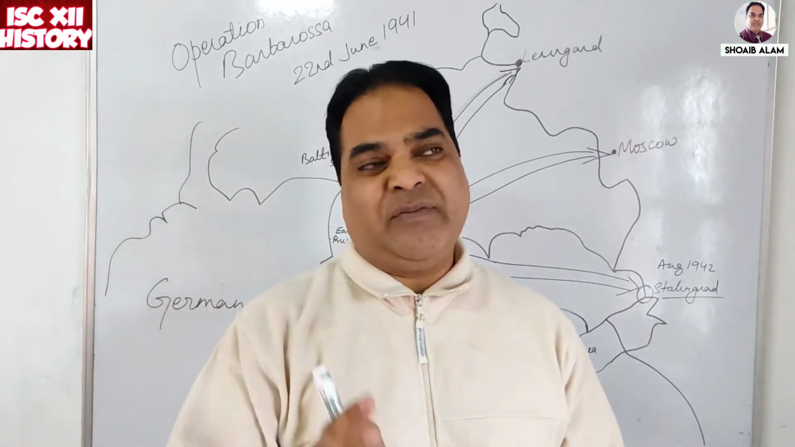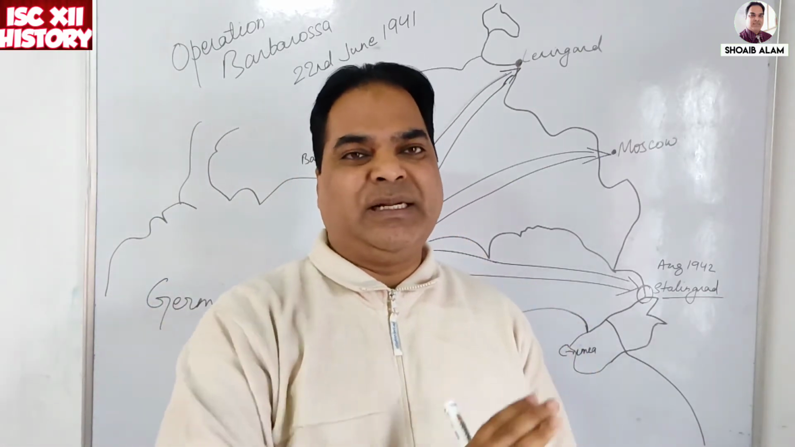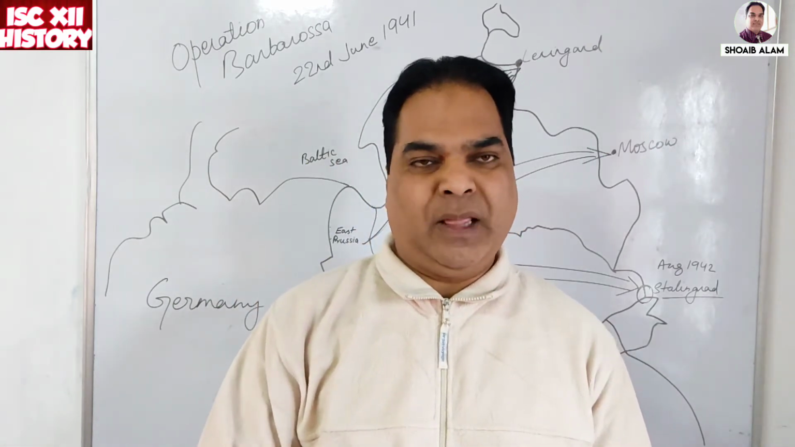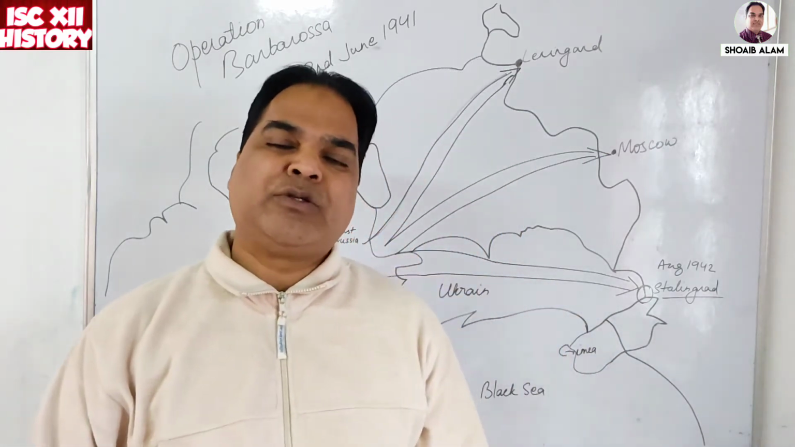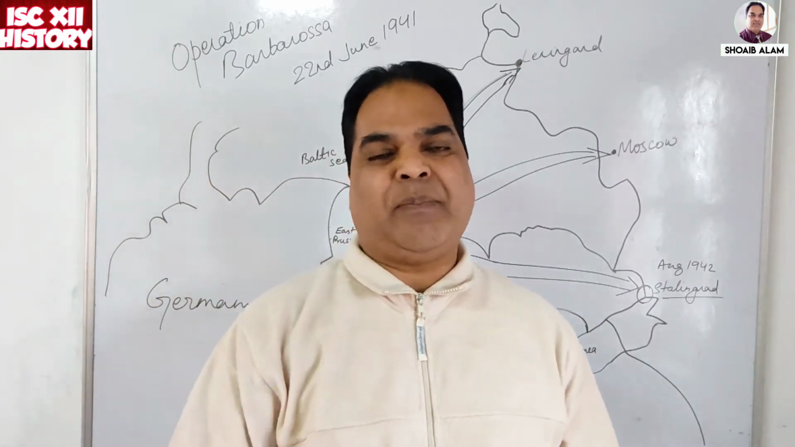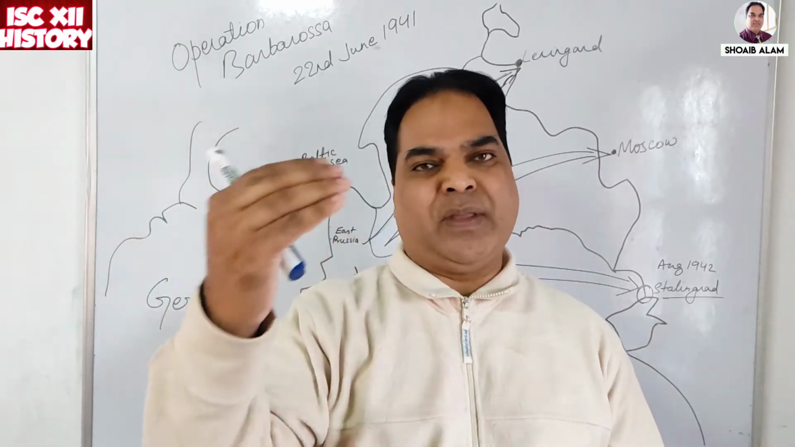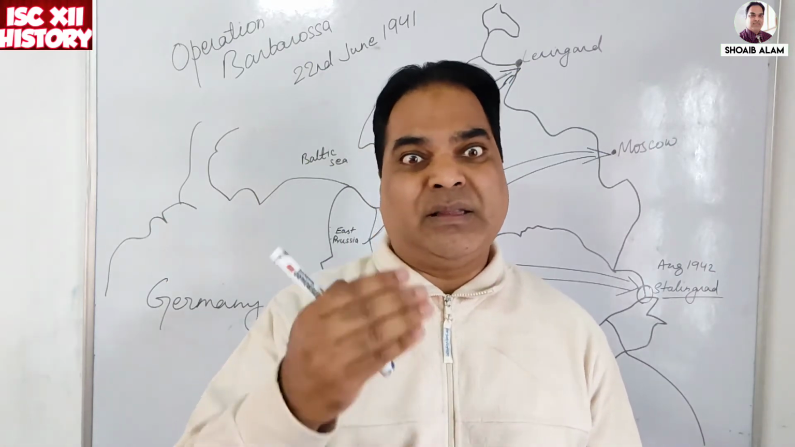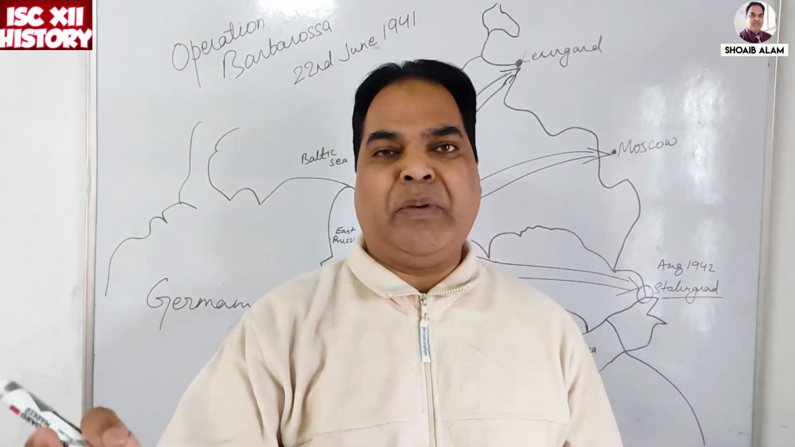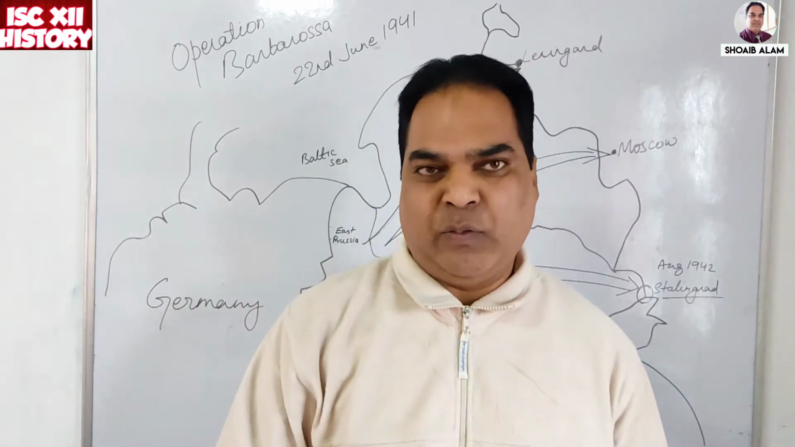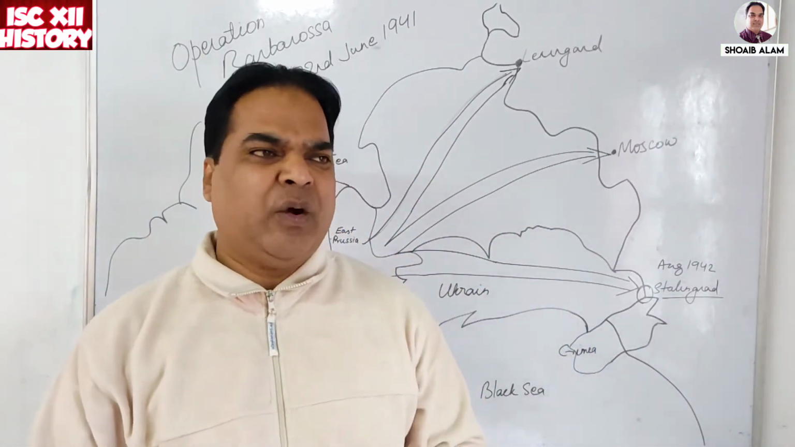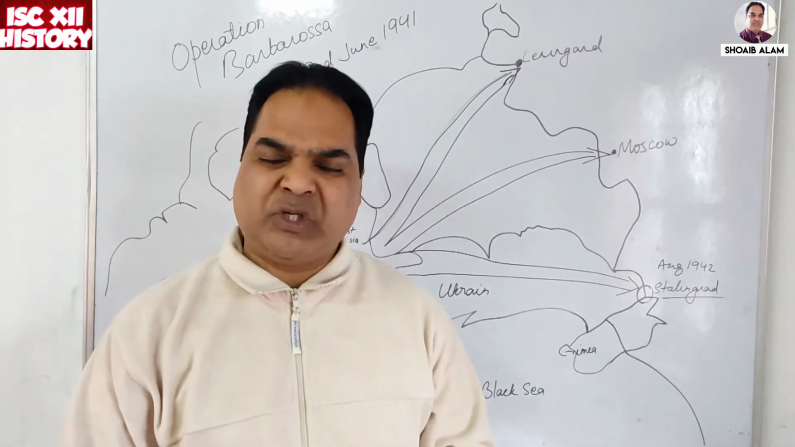Because if I am occupied in the west, then definitely Russia would attack Germany. That was the fear. Number four, he also wanted to encourage Japan to attack Russia from the Far East, so that Japan would become more and more powerful, and that could prevent America from joining the Second World War. So these were some of the reasons due to which Germany wanted to attack Russia.